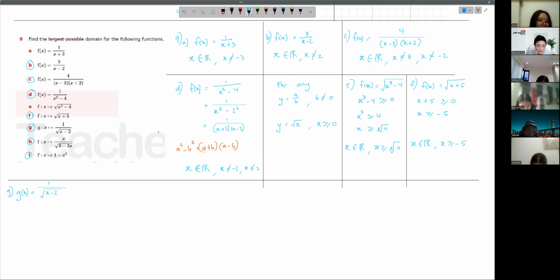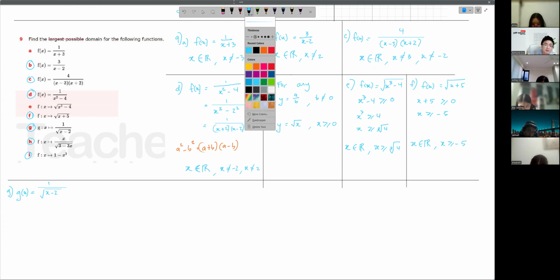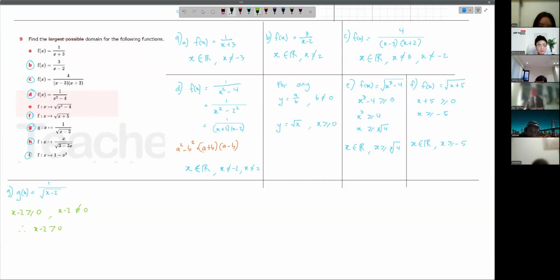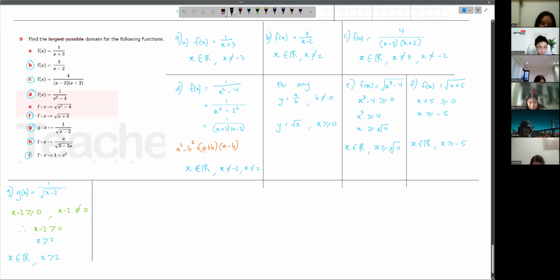Because now the root is at the bottom of the fraction, x minus 2 is bigger than or equal to 0, and x minus 2 cannot be 0. So therefore, x minus 2 is bigger than 0 only. You don't include the equals because you need to satisfy these two conditions: x minus 2 is bigger than or equal to 0 because of the root, and x minus 2 cannot be 0 because of the fraction. So x is bigger than 2, without the equal. So x is an element of the real numbers whereby x is bigger than 2. So you have to look at both the fraction and the root.